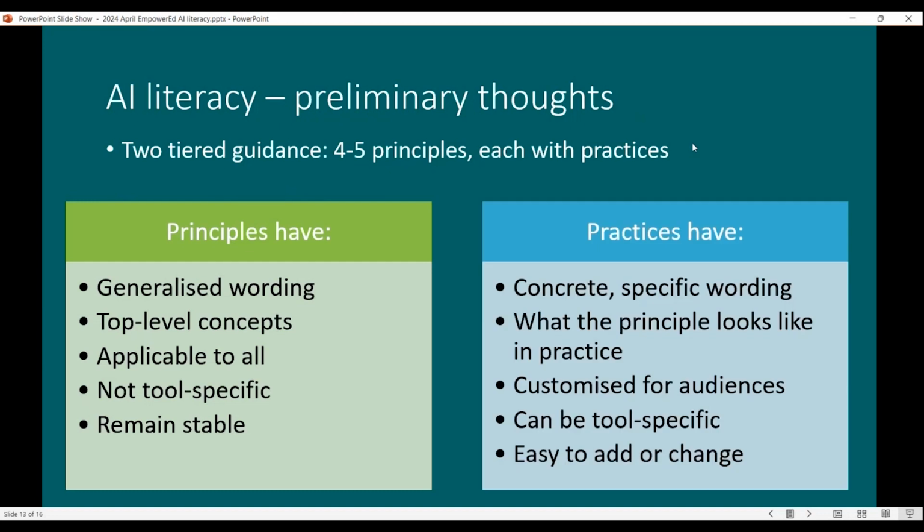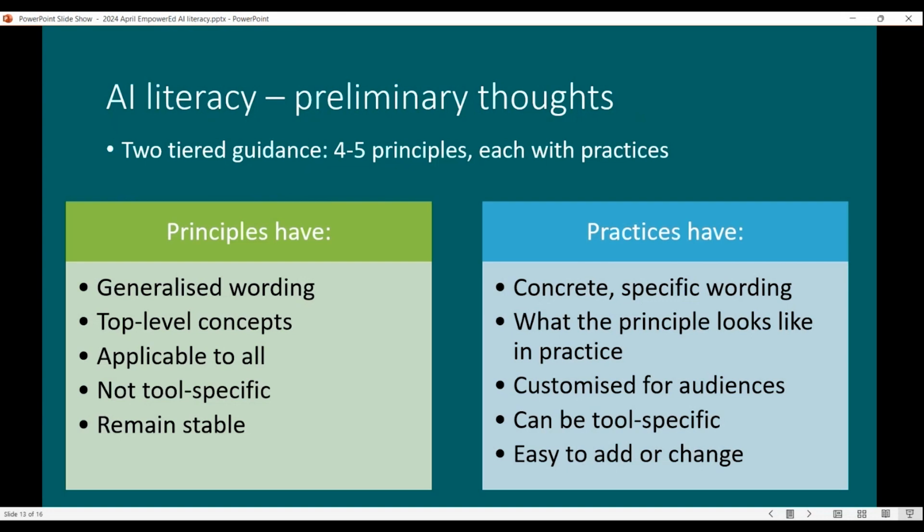Each principle will have practices under them, and here's what the practices will look like. Concrete, specific wording. What the principle looks like in practice. So, what should I really do? And that's where the guidance for prompting would appear under the practices. And the practices then can be customized for different audiences. So the same principles for everybody, but for students, the practice might look like this. For teaching staff, the practice might look like something else. For staff in other roles, the practice might be different again.